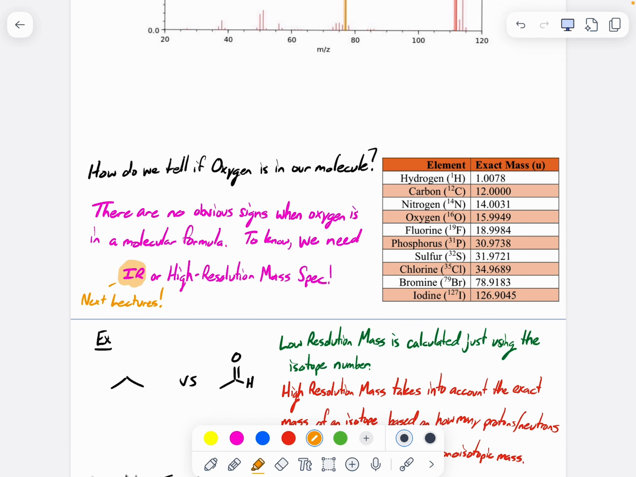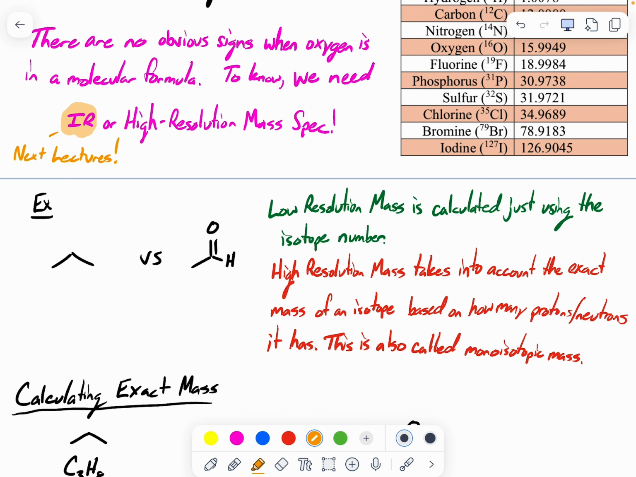singles digit. All right? To give an idea of this, if we had something like propane and acetaldehyde, right? These two molecules, they're pretty small, somewhat similar. If we ran a low resolution mass spec of this, we just added up all of those isotopes, what we would see is the m/z that shows up on the mass spec for propane would be 44. The m/z that shows up on the mass spec for acetaldehyde is also exactly 44. So there'd be no indication that oxygen even existed in either molecule. However, with high resolution mass spec, we'd actually be able to see the difference.